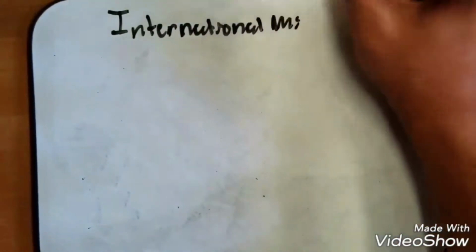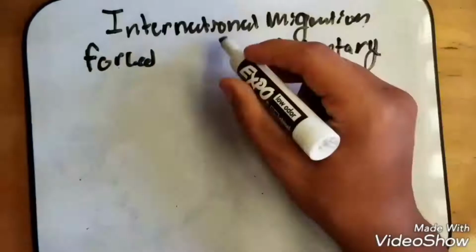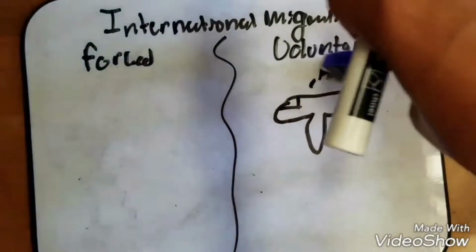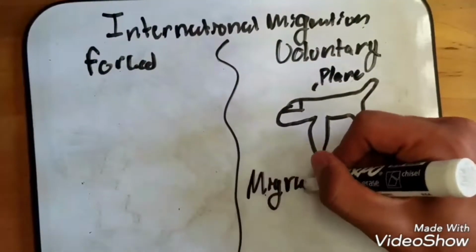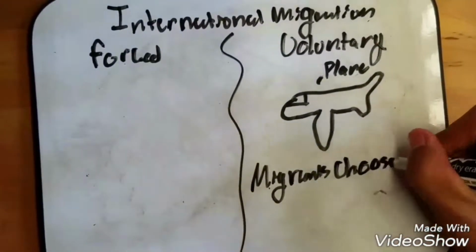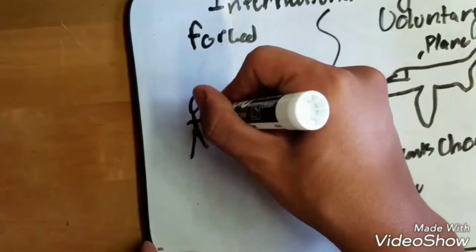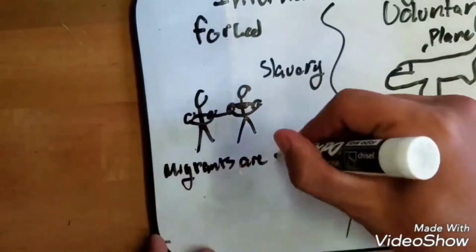International migration is broken into 2 groups: forced migration and voluntary migration. Voluntary migration is when people choose to leave or migrate to another country. Forced migration is when people are compelled or forced to move to another country. An example of this would be slavery.